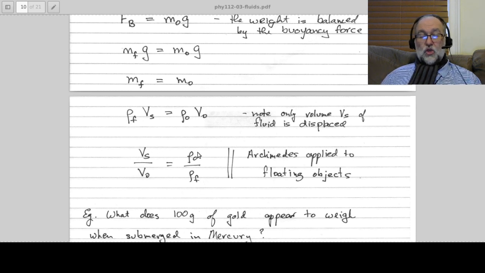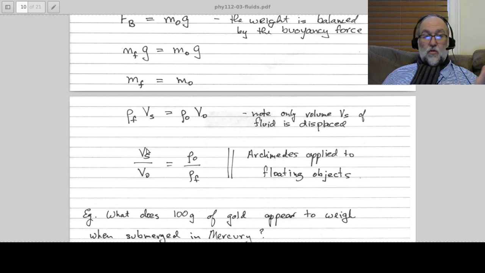And here again, I have the ratio of the density of the object to the density of the fluid, all right? Notice that this time, unlike above where this ratio was bigger than 1, here the ratio is less than 1 because the object floats, so its density, rho O, must be less than rho F. So the numerator is smaller than the denominator, so it's less than 1.